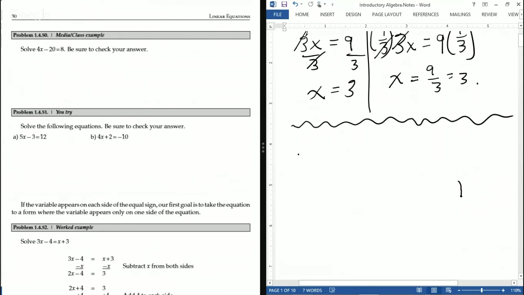My problem is 4x minus 20 equals 8. And I want to isolate my term. And so what I'm going to do is get rid of the 20. I need to balance this equation out.